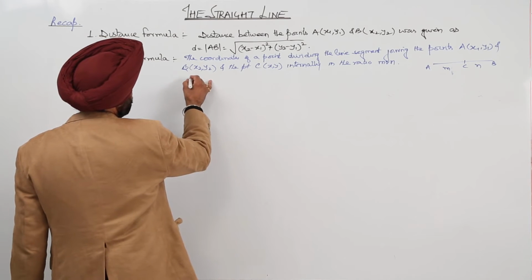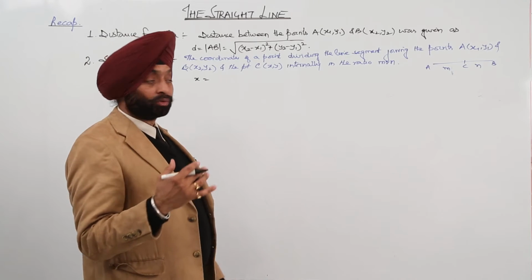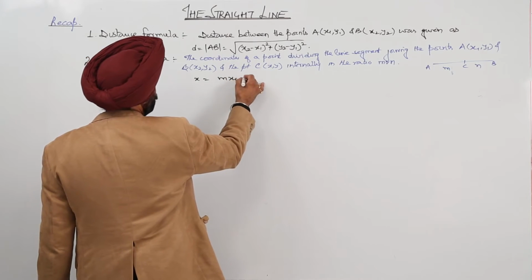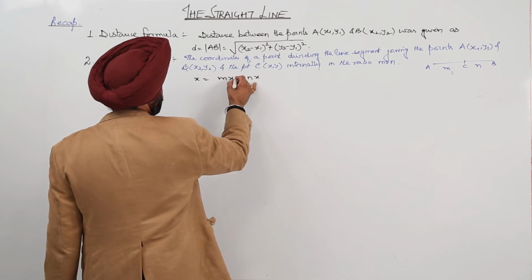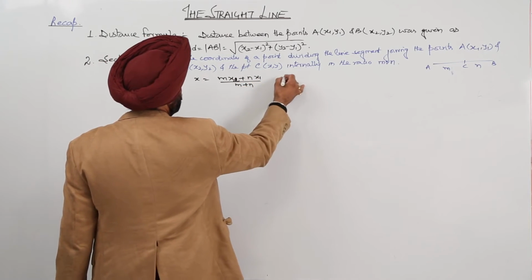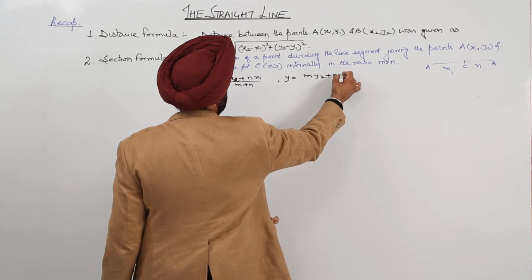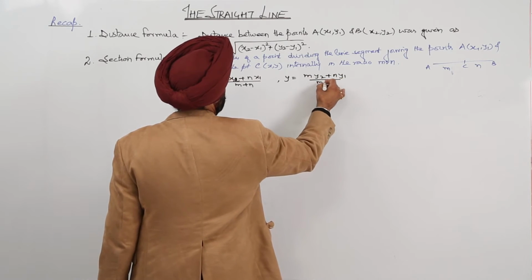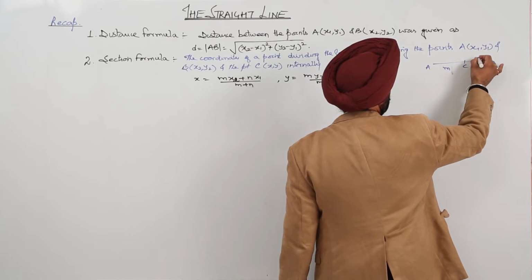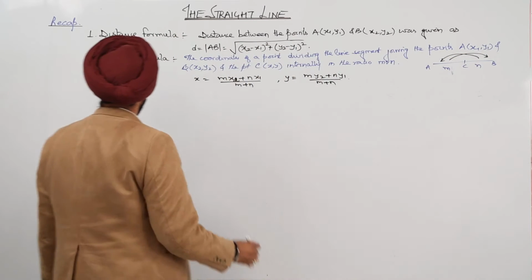We got for point C, x is equal to, because x and y are the coordinates for the point C, (m x2 plus n x1) upon (m plus n), and y is equal to (m y2 plus n y1) upon (m plus n). Now if you remember, we have gone through this part, from here to this part. Is it clear?